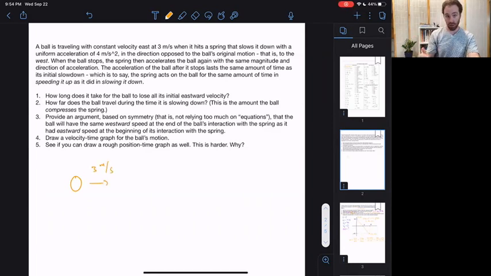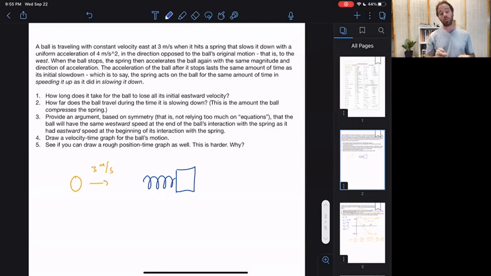East is to the right, usually. When it hits a spring that slows it down with a uniform acceleration of 4 meters per second squared. Springs are usually drawn in physics diagrams as these little swirly things. So swirly, and then we'll say that that's attached to some sort of block. In the direction opposed to the ball's original motion.